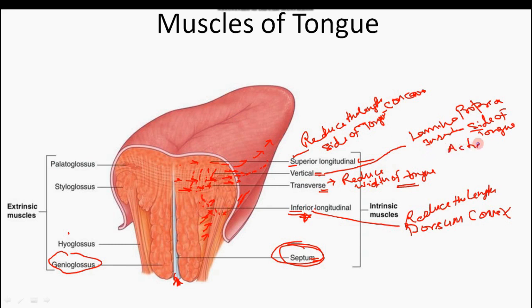What is the action of this verticalis linguae? The action of the verticalis linguae is to increase the width. Clear? That's why I'm putting a plus sign. So they increase the width of the tongue and make the dorsal surface concave from side to side. Clear?